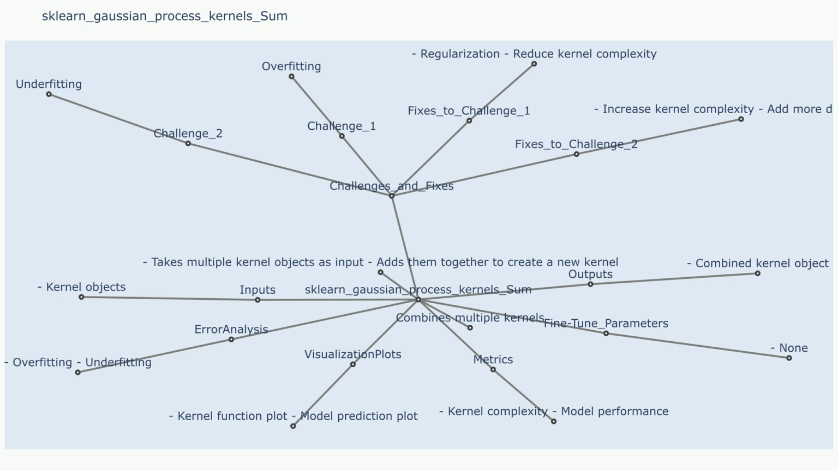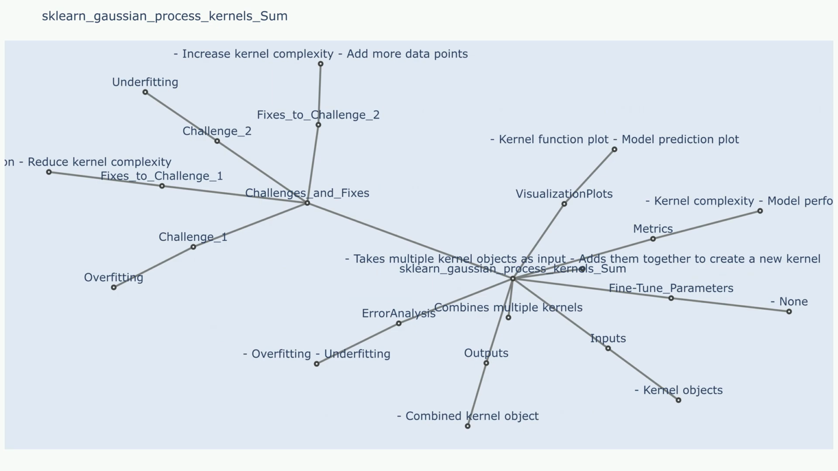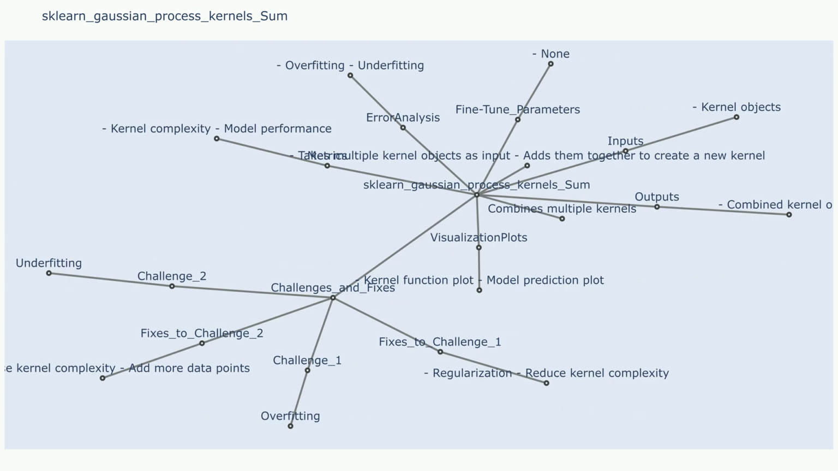sklearn.gaussian_process.kernels.Sum. Description: the Sum kernel in scikit-learn's Gaussian process framework is a powerful tool for combining multiple kernels into a single, more complex kernel. This allows you to model a wider range of relationships within your data. Essentially, the Sum kernel calculates the sum of the output of each individual kernel it encompasses. This can be useful for capturing different aspects of your data, such as both short-range and long-range correlations.